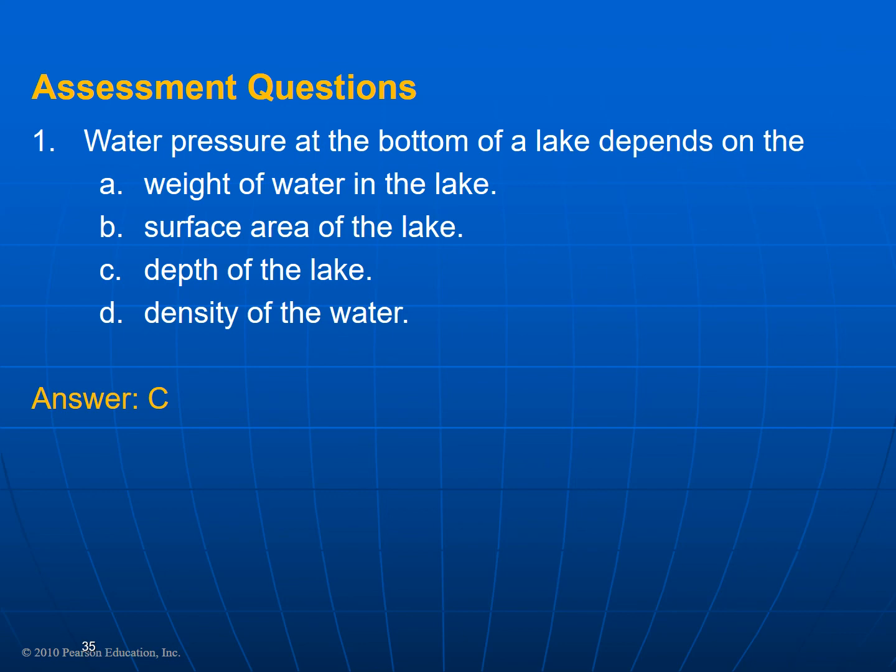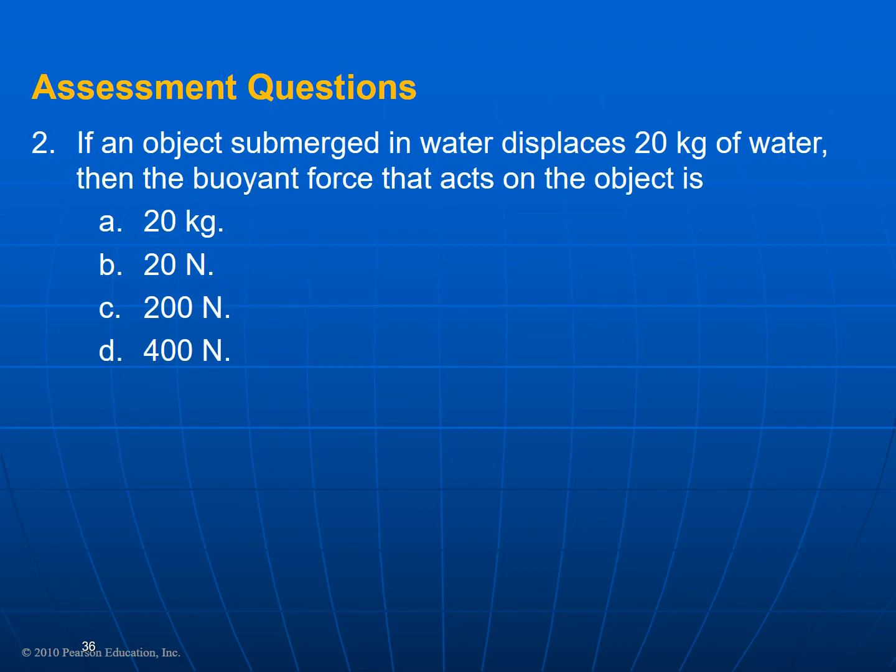Okay, let us go to the second assessment. If you have an object submerged in water, and this object causes a displacement of water of mass 20 kilogram, then what is the buoyancy force that acts on that object? Choose from these four options. We are asking for the buoyancy force, a force with the unit of Newton, so obviously the first answer is wrong.